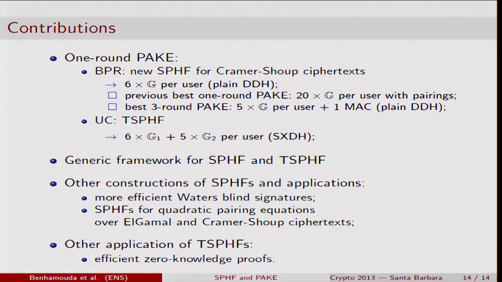So finally, let us summarize our contribution. We first improve one-round PAKE protocols in the BPR model and in the UC model. And we introduced a generic framework for SPHF. We did efficient constructions for SPHF and TSPHF, which have various applications, such as more efficient Waters blind signature and efficient zero-knowledge proofs.